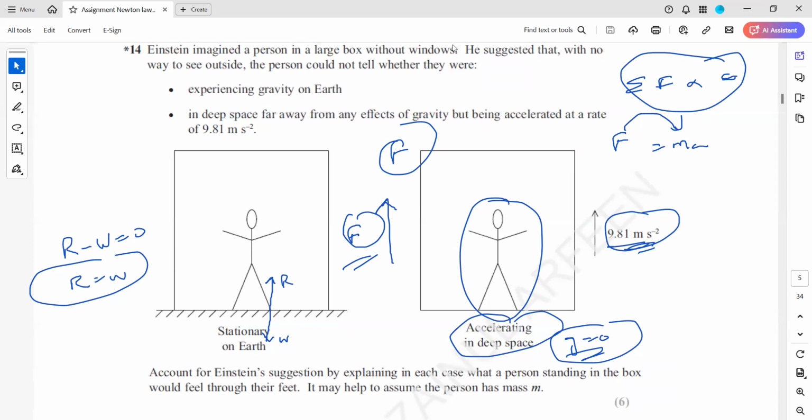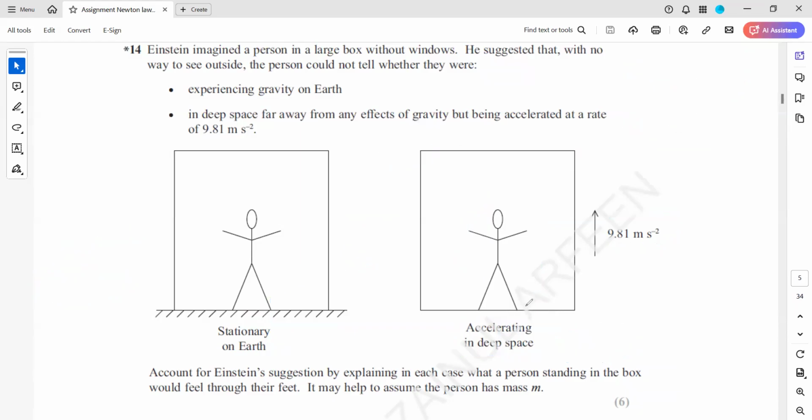Now, in the example I wrote, if there was a weight, there is a normal contact force. But for this person, there will be no normal contact force. The normal contact force will be 0. Why is the normal contact force 0? Because the weight is mass times gravity. If the gravity is 0, then the weight will be 0. If there's no downward force, how will there be a reaction force?